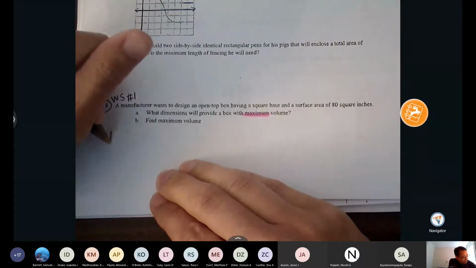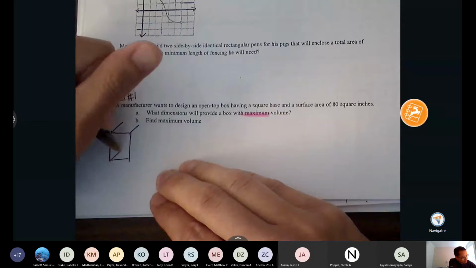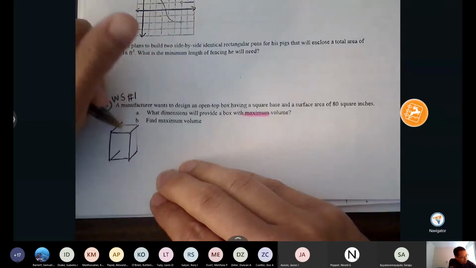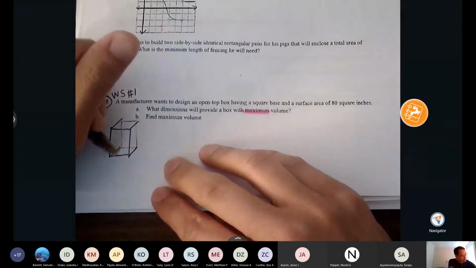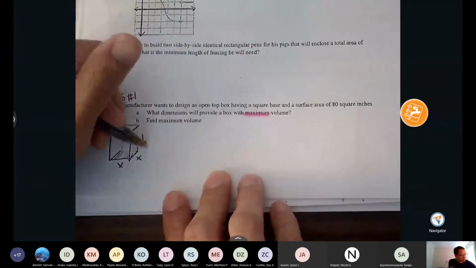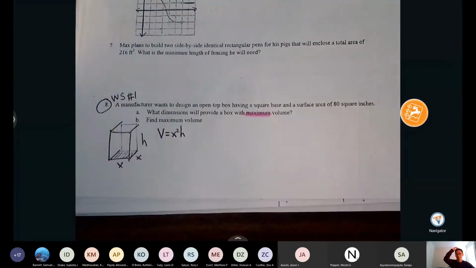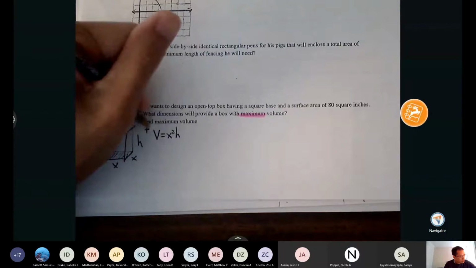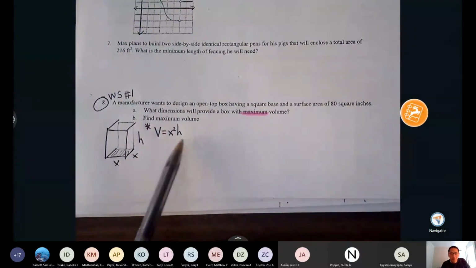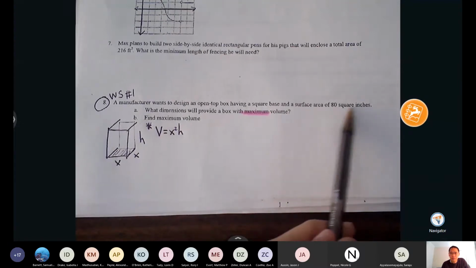Okay, let me draw the box here. Square base. I know my dimensions will be the same, but I don't know about the height, so I need to give it another variable. Star next to it, that's my focus. Now, I know I need to find the derivative, but I need some help, right? There's too many variables. I need something to get this down to one variable. So the help is going to come from surface area.